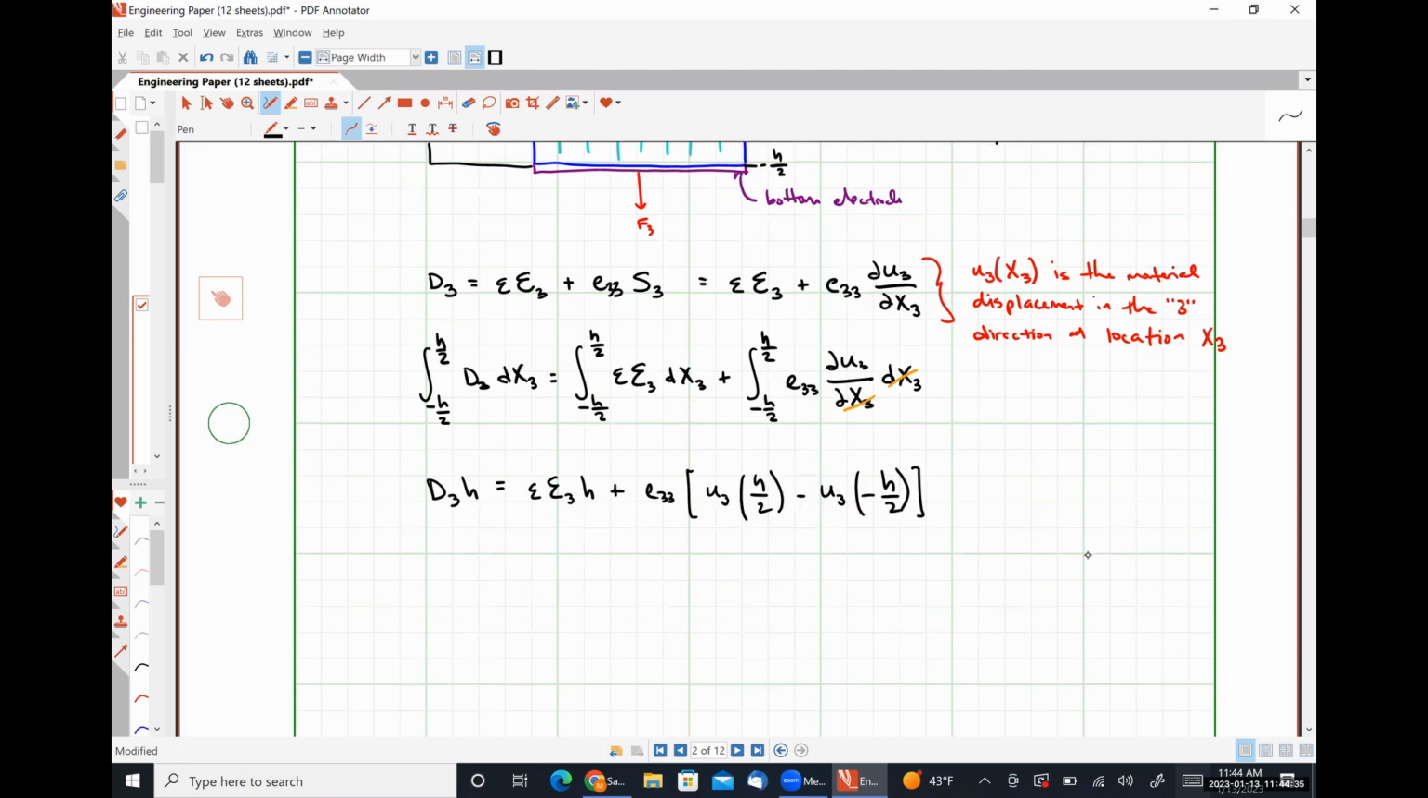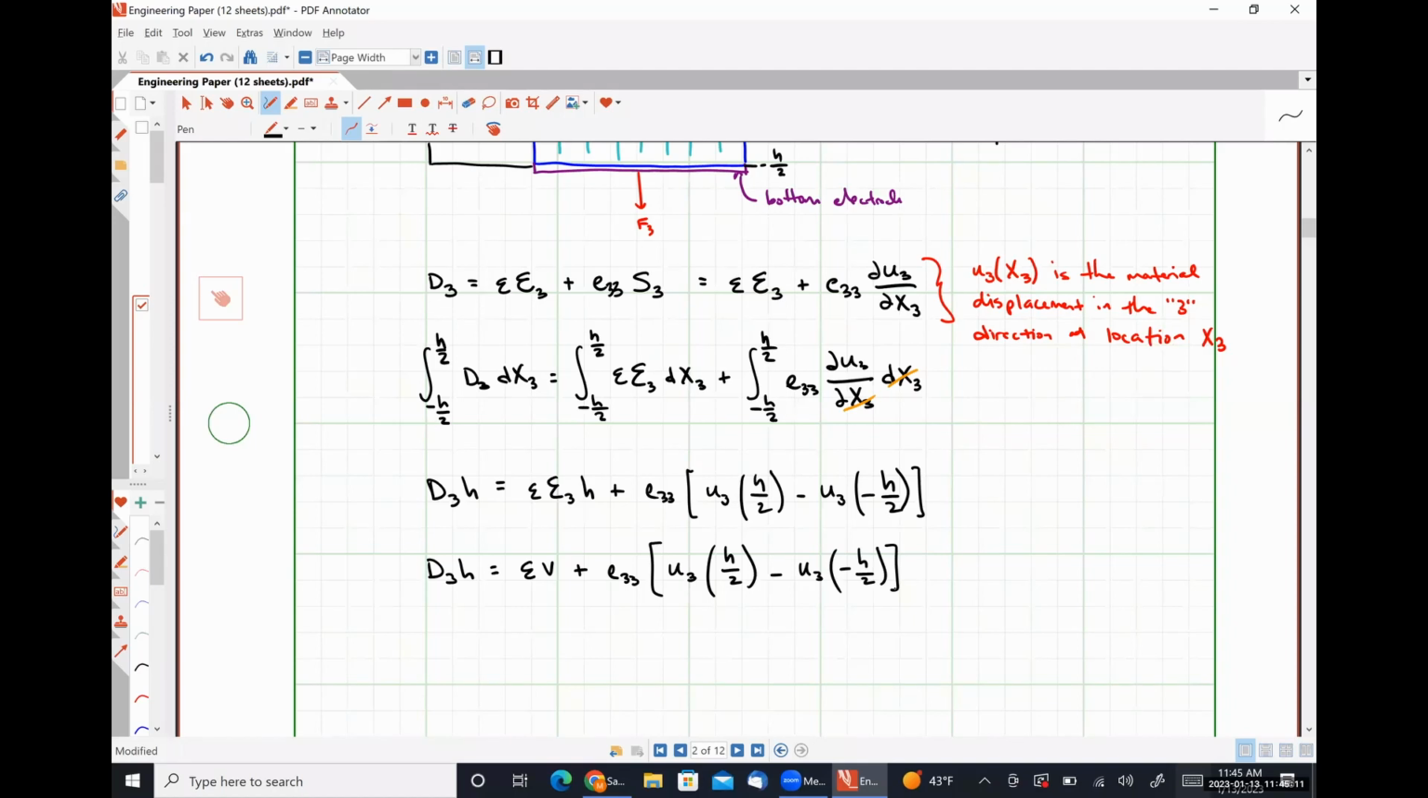So we can say that V3H will be equal to epsilon V plus E33. Sorry, that should be U, not mu. I don't want to confuse things. So the displacement at the top of the piezo material minus the displacement at the bottom of the piezo material.